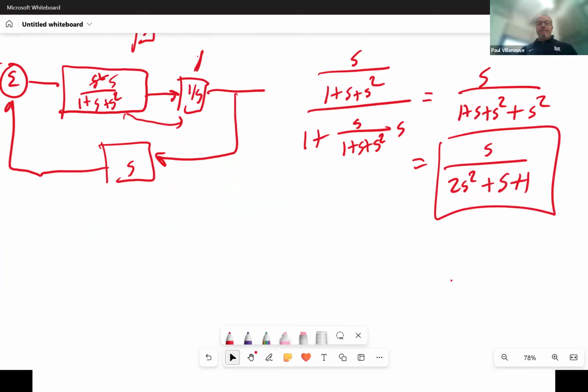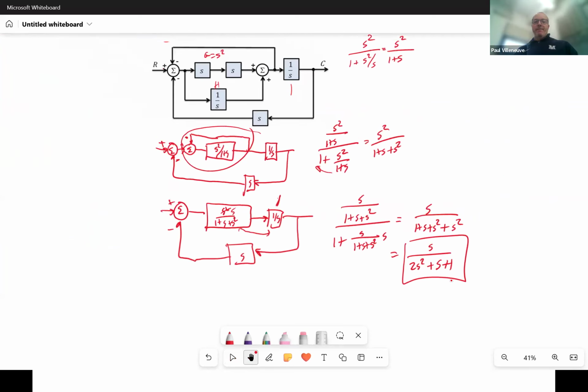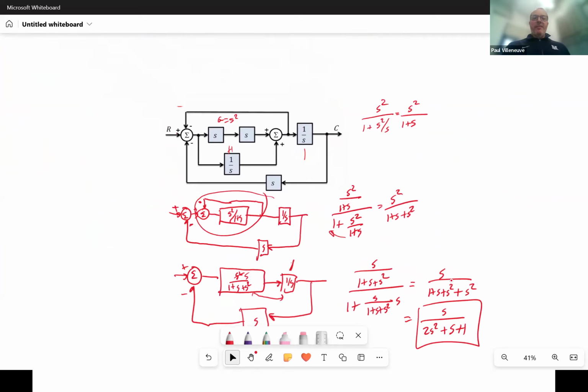Yes, sir. Yep. First, second, so does it? Way up over here? Or this one right here? Not the S squared, the next one. So right here, combining these three. Yeah.